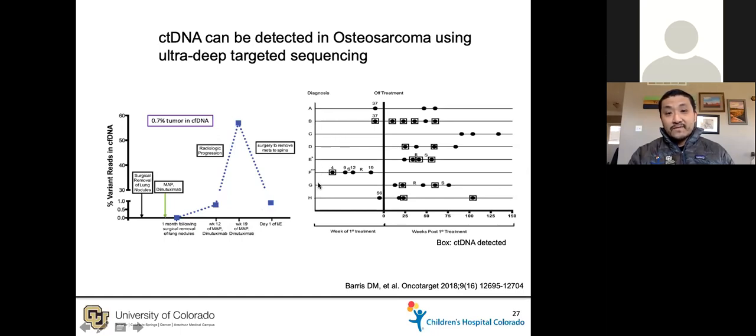The right side is a little bit of a busy diagram, but what it shows is that A, B, C, D, E, F, G, H are all patients. And then the boxes are where the patient had detectable ctDNA by this ultra deep targeted sequencing approach, where you could see that many of the patients have detectable ctDNA events happen.